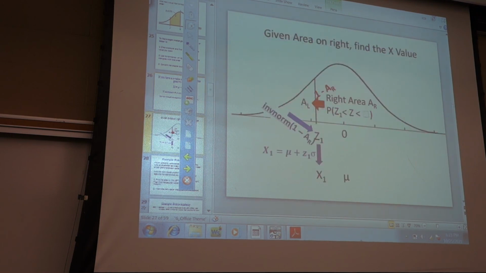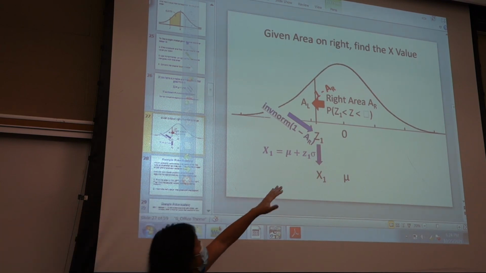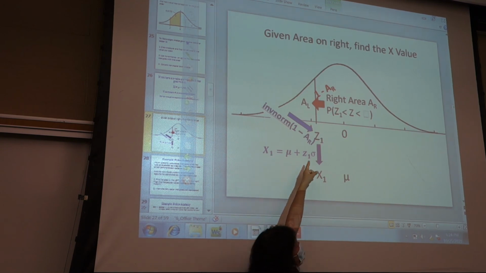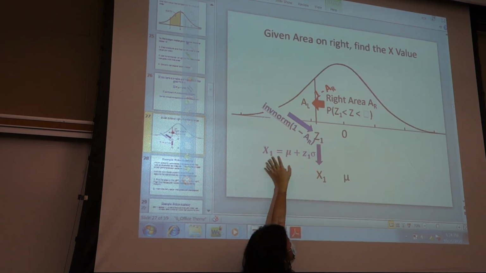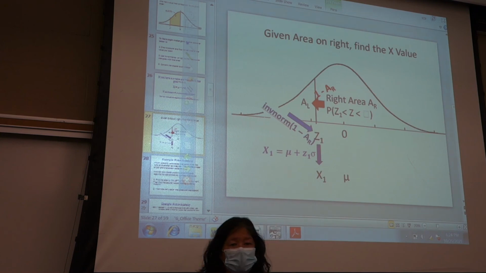Pictorially, given the area on the right side, first you have to find the area on the left side. And then use inverse norm to find your z-score, and then use that formula to find your x value. So that's just it as in the picture.